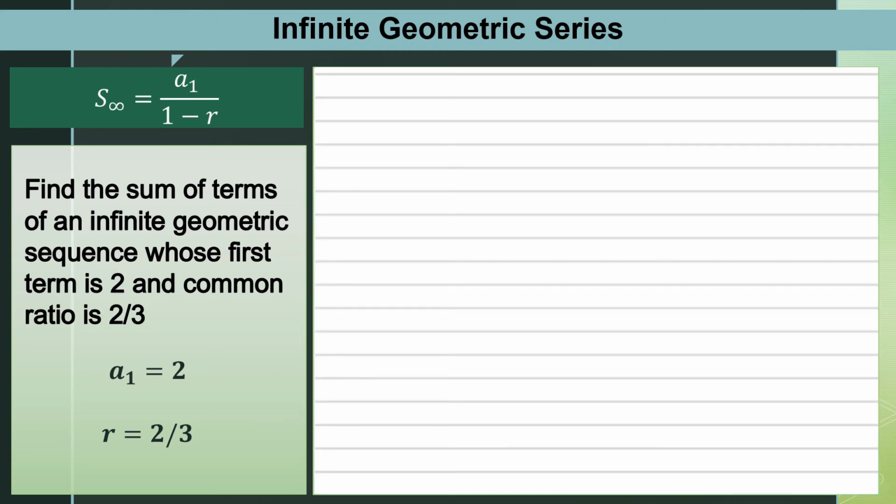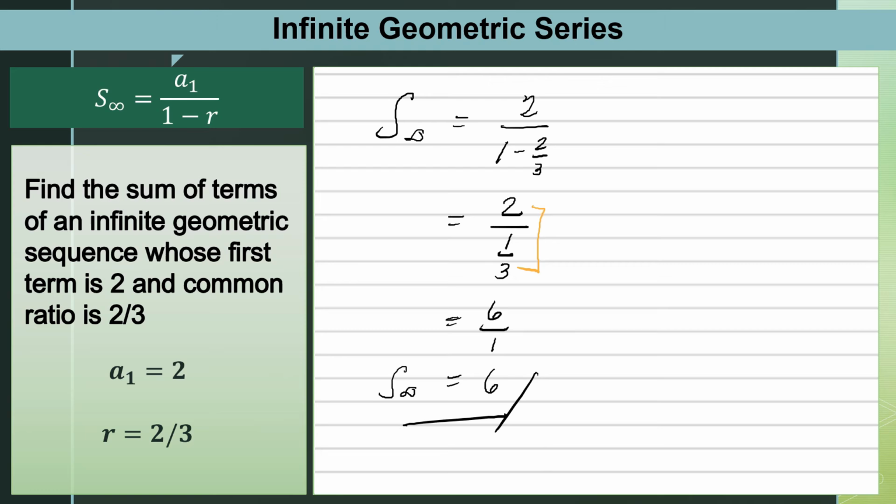Ngayon, pwede na natin i-compute ang ating sum to infinity. So, ang S sub infinity natin ay equal sa first term natin na 2 over 1 minus ang R natin na 2 over 3. So, equal yan sa 2 over 1 minus 2 over 3 is 1/3. Tandaan ulit natin, pag nagsisimplify tayo ng ganitong fraction, i-multiply lang natin si 2 sa denominator ni 1/3. So that is equal to 6 over 1, or simply equal to 6. At ito na ang ating sum to infinity.